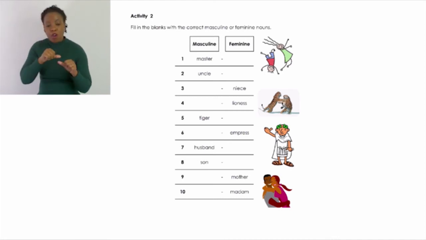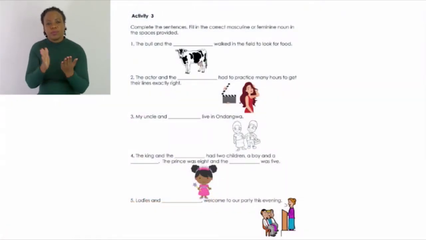Let's continue. Let's turn our books to page 6, where you are supposed to complete the sentences. Fill in the correct masculine or feminine noun in the spaces provided. I will do likewise. Number 1 as an example, the bull and the dash. If I were you, I was going to say the bull and the cow walked in the field to look for food.